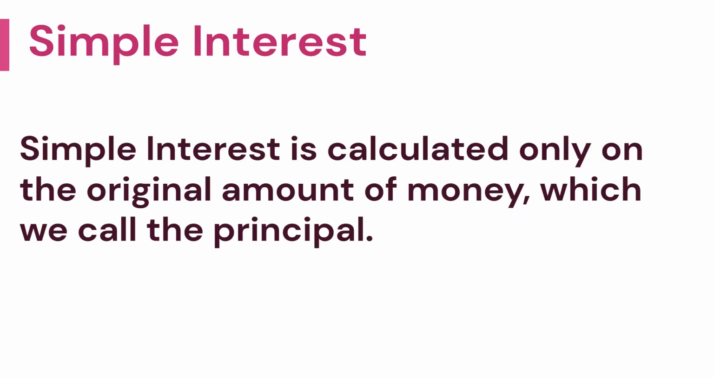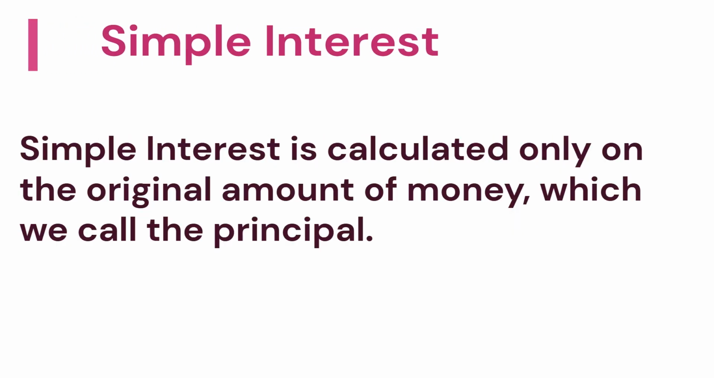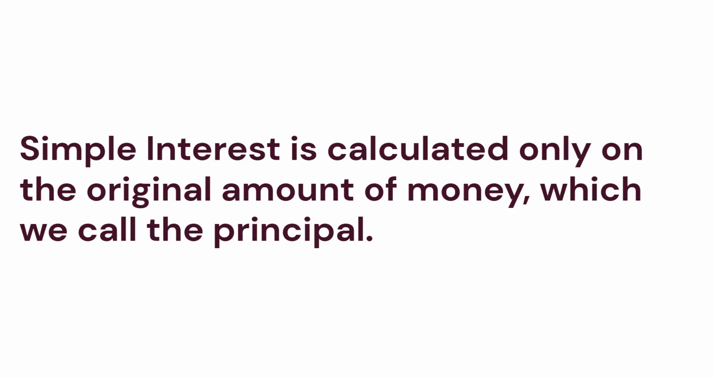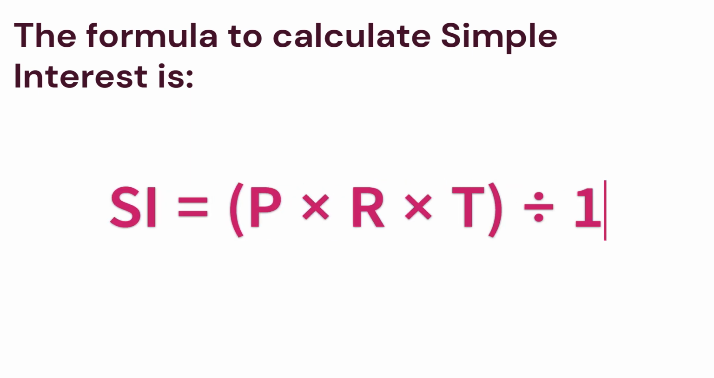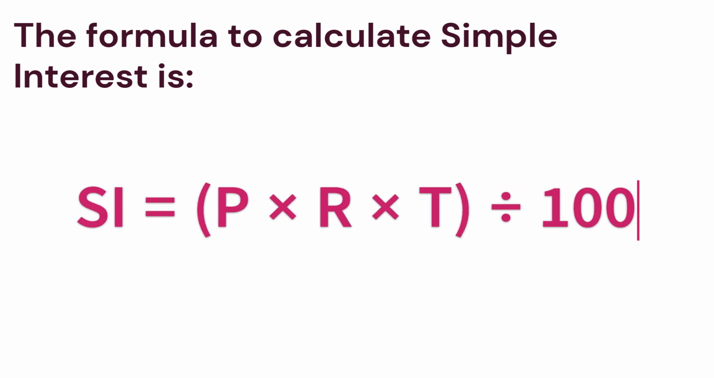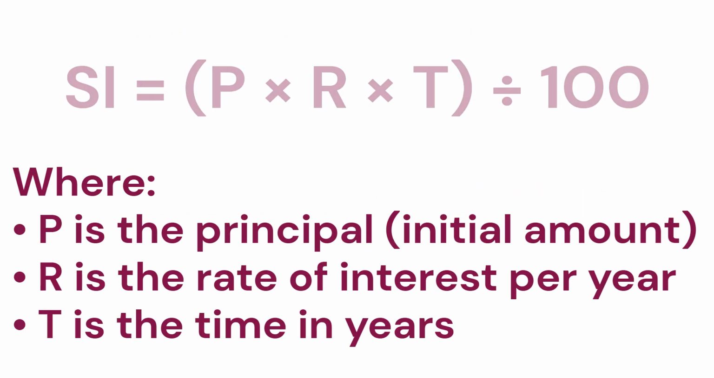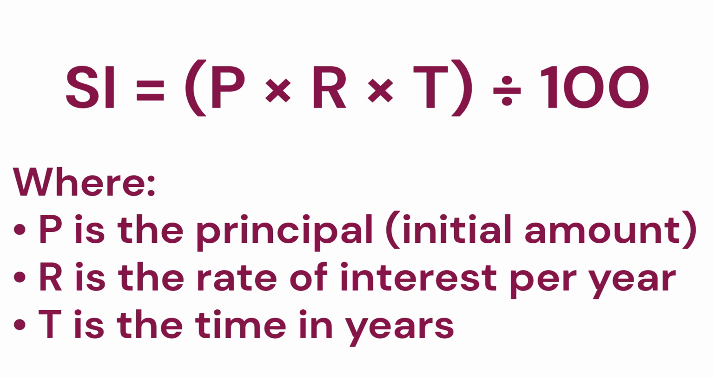Simple interest is calculated only on the original amount of money, which we call the principal. The formula to calculate simple interest is SI equals P times R times T divided by 100, where P is the principal initial amount, R is the rate of interest per year, T is the time in years. Let's walk through 5 examples to understand how it works.